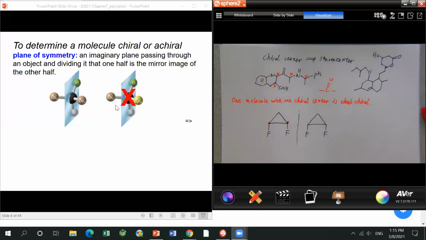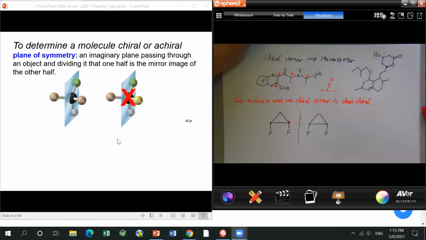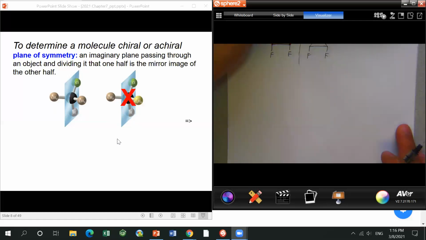Overall, if for a molecule you can find one symmetry plane, because one half is a mirror image of the other half, this molecule will be achiral. If you cannot find such a plane, this molecule will be chiral. All right, let me give you another example so you understand what I'm talking about.